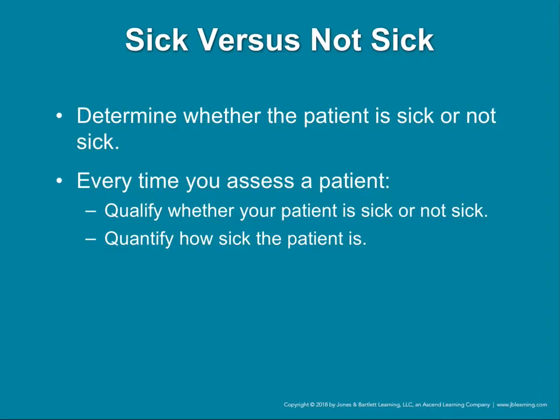Once you determine whether your patient's sick or not sick, then you want to quantify how sick are they. Is this somebody that I can stay and play, get some control measures in place, or is this somebody I need to load and go and get them to the hospital rather quickly? A lot of times, stable or unstable kind of falls into the very sick or not as sick type categories.